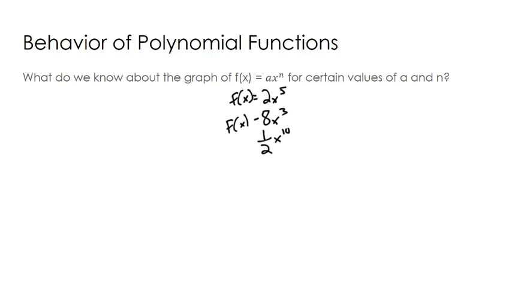These are all power functions. Think of them as the leading term of a polynomial function. We're going to notice certain patterns about how these graphs look based on this leading coefficient that we're going to call a, and based on this exponent that we're going to call n. We'll look at patterns there and see if we can make predictions based on those patterns.